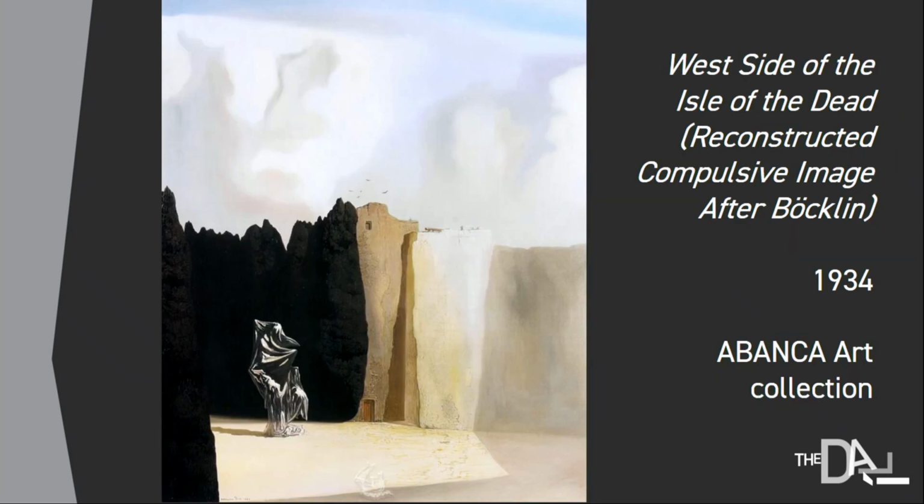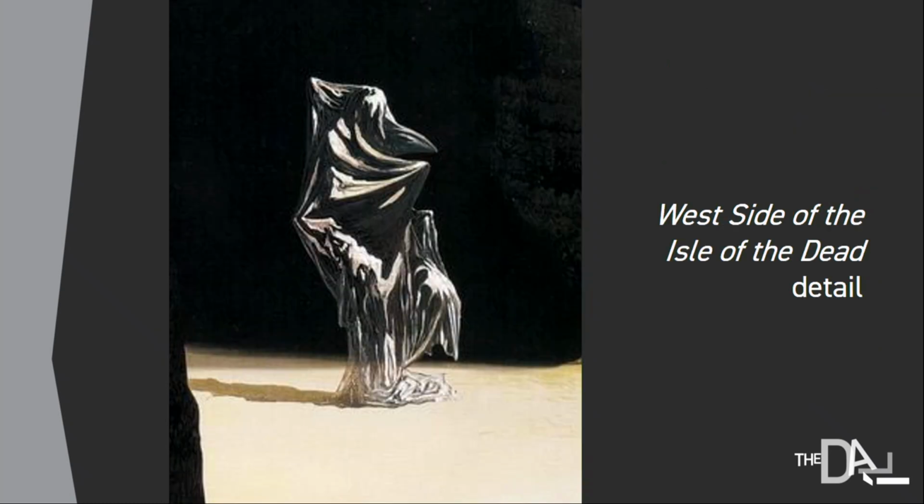Then we get to the next painting in 1934. This is the west side of the Isle of the Dead, reconstructed compulsive image after Boclean. And so here he's very specifically thinking, what is the Isle of the Dead? What do we find there? And one of the things that Dalí makes sure we find there is this very creepy apparition, this ghost-like figure under these sheets that is contorting and doing strange things, and we don't know quite what's happening, but it is very sinister and very scary.